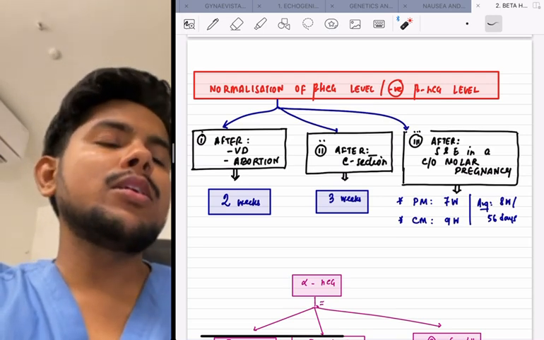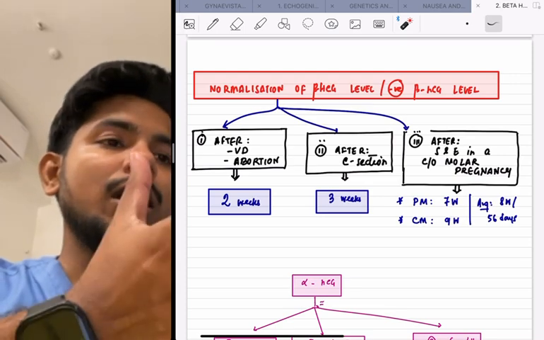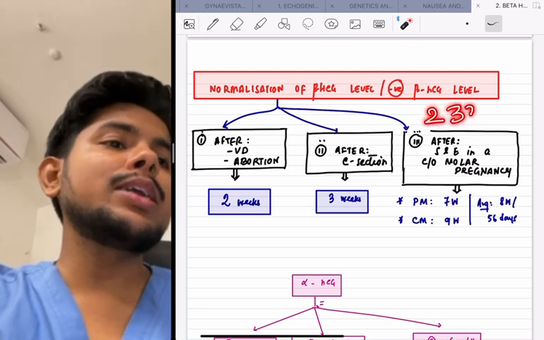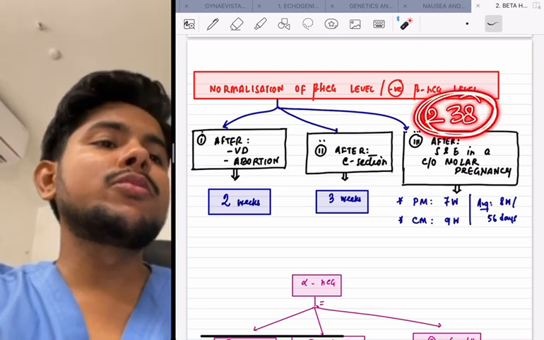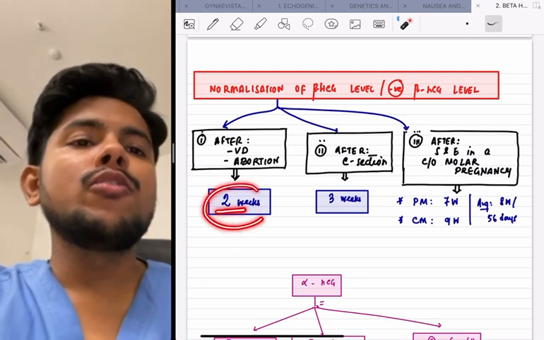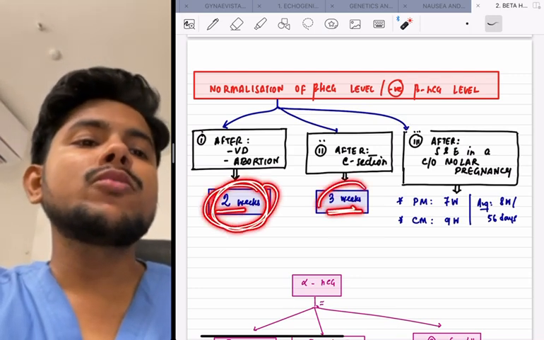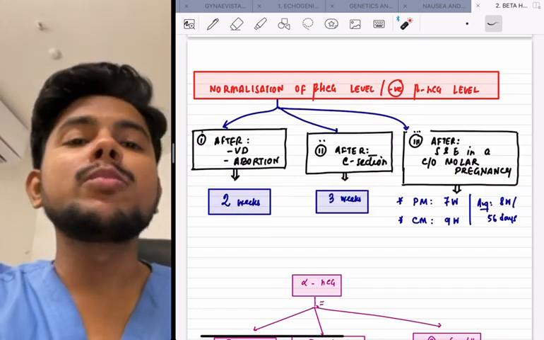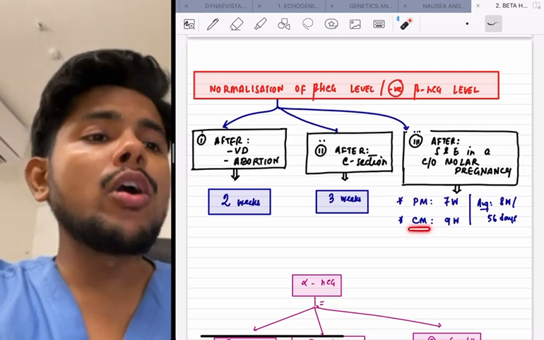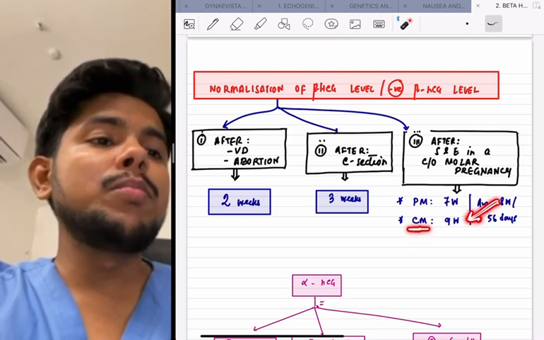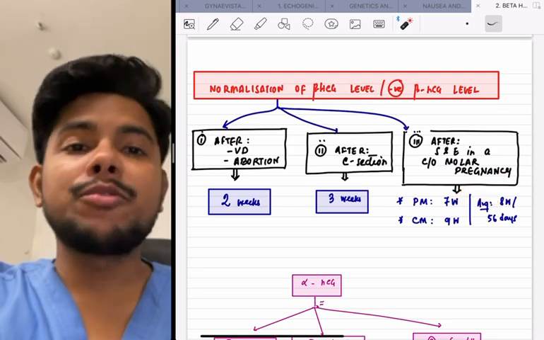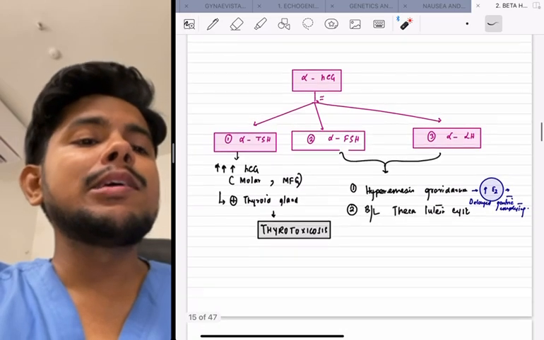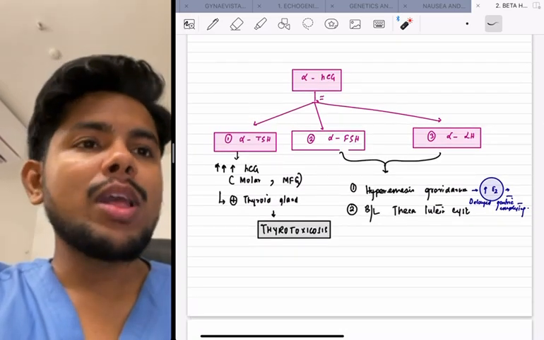So here I want you to remember a digit, that is 238. So 2 weeks for VD and abortion, 3 weeks for cesarean section, and 8 weeks for molar pregnancy. To be specific, for complete mole add 1, and for partial mole subtract 1. Okay, so that is very, very important. I have already told you this, how it really acts and all.